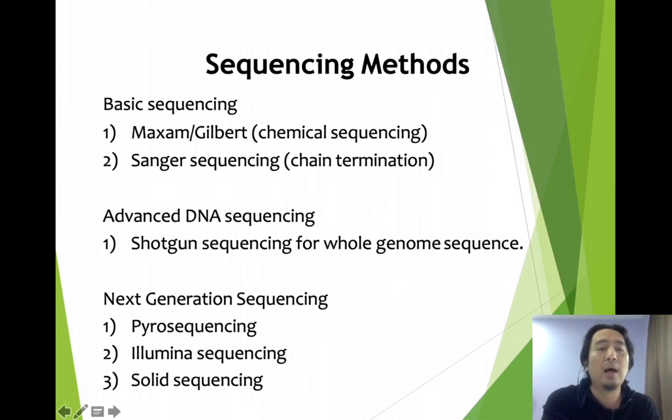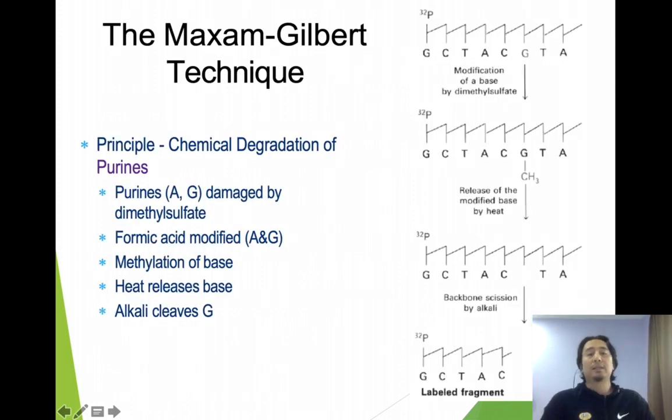I will explain in detail the principle behind those two methods. Okay, first let's go to the Maxam-Gilbert technique. DNA consists of adenine, thymine, cytosine, and guanine. Those four nucleotides can be divided into two big groups, which are purines and pyrimidines. The Maxam-Gilbert technique is based on the purine and pyrimidine structure of the nucleotide itself.